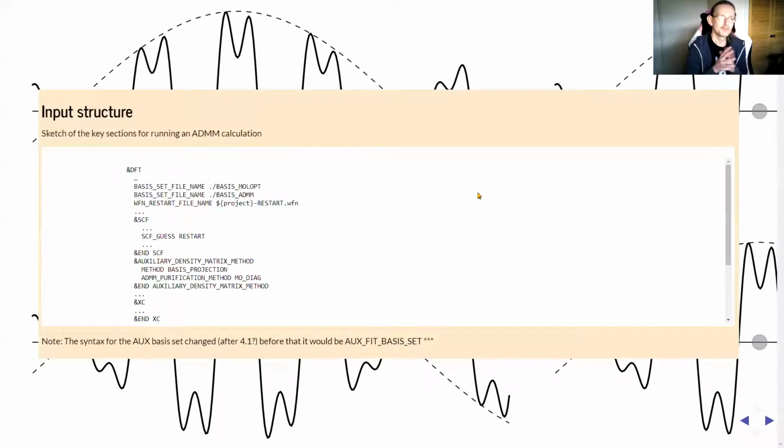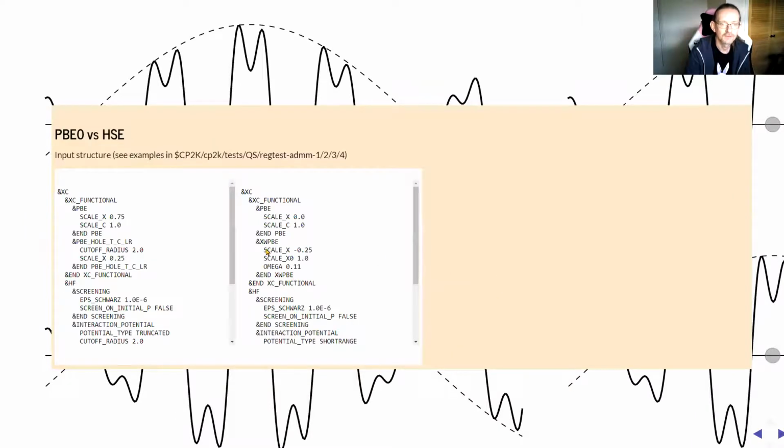Again, auxiliary basis sets are distributed with the code, and essentially what you end up with is an input section that specifies that you're using the auxiliary density matrix method. There is how do you do this projection from the big basis onto the smaller basis set, and you also need to define the auxiliary density matrix.